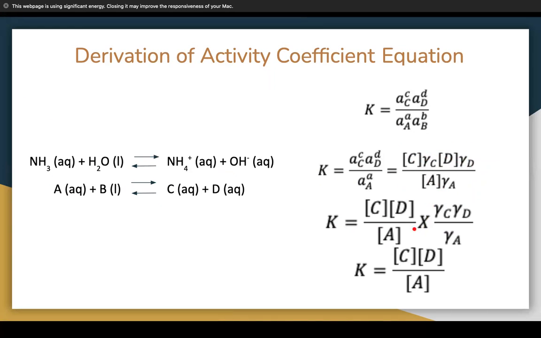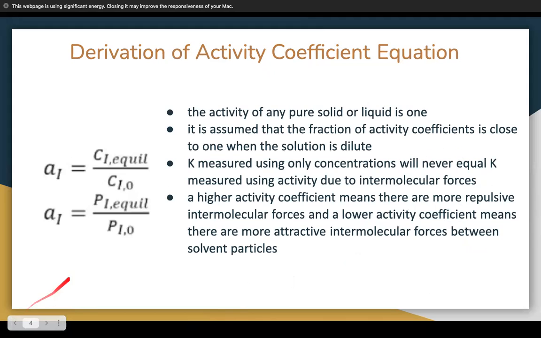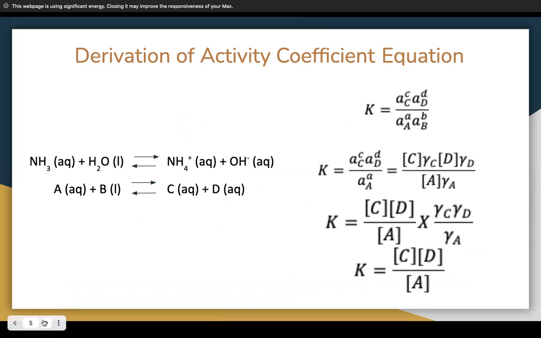And then I'm just gonna separate them. I'm gonna have the fraction of the concentrations here and the fraction of the activity coefficients. And because this is a dilute solution in this chemical reaction, we're going to assume that this fraction of activity coefficients is close to 1. And because we're going to assume that, we're just going to take it out. We're just going to throw it away, because you can do that. And we're just going to be left with the fraction of the concentrations.